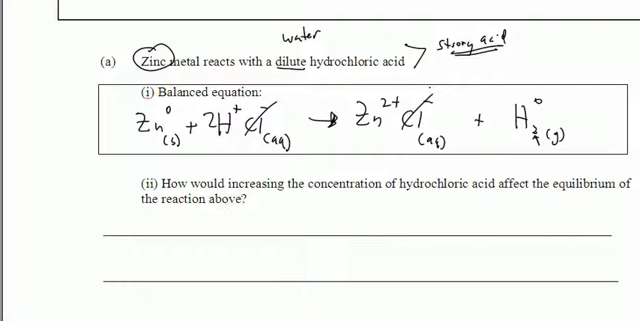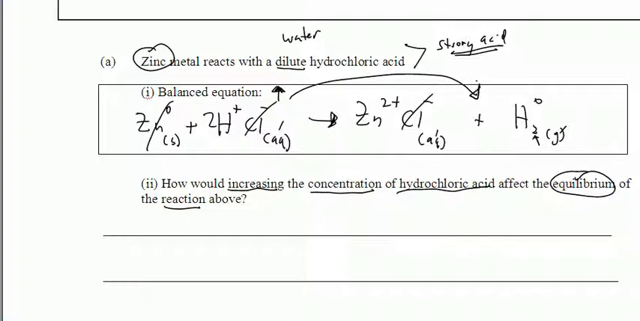How would increasing the concentration of hydrochloric acid affect the equilibrium of this reaction? Okay, equilibrium, first off, this counts, this counts, this counts, this does not count because it's a solid. Increasing the concentration of hydrochloric acid. If you increase hydrochloric acid, everything's going to want to shift away from it. So it's going to shift this reaction to the right.